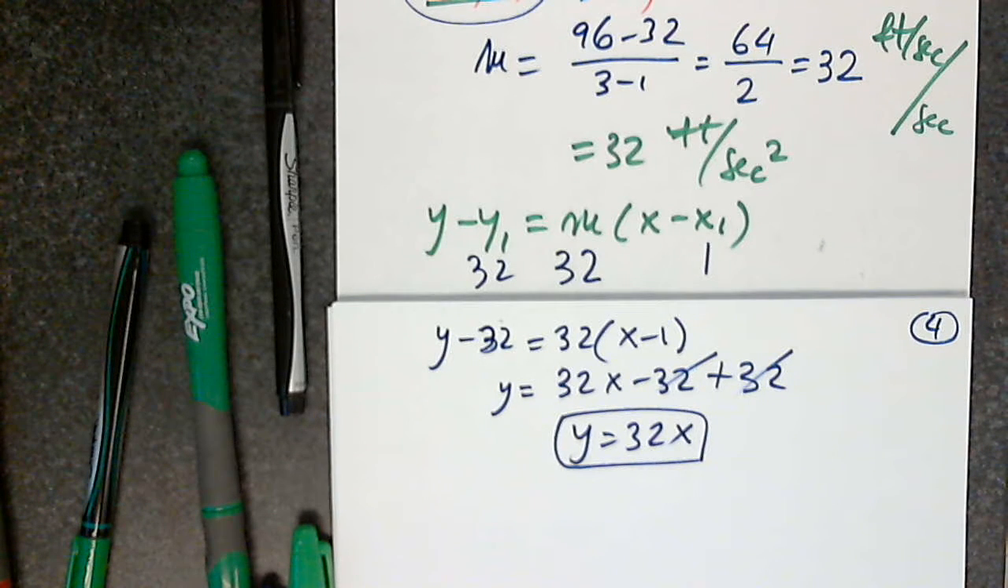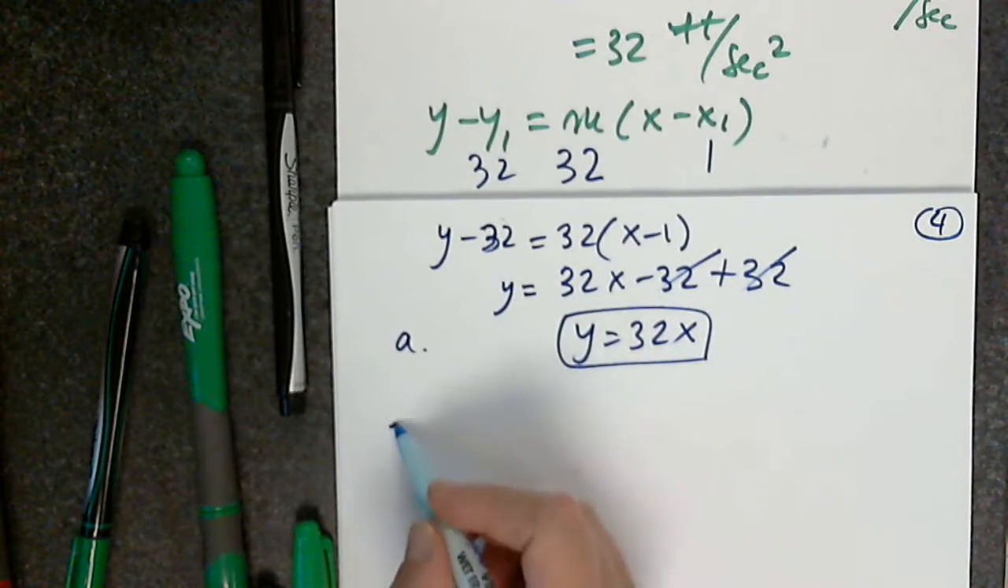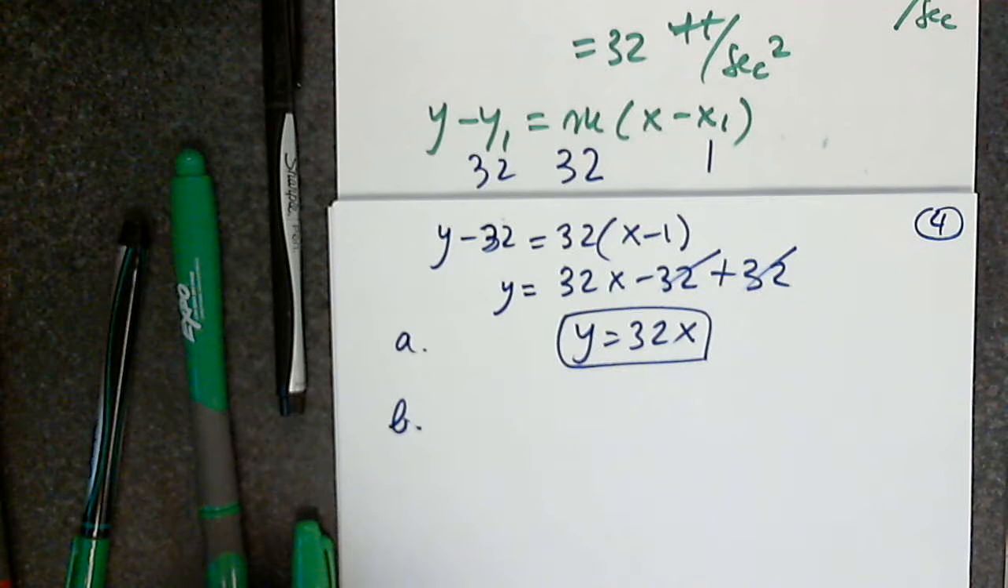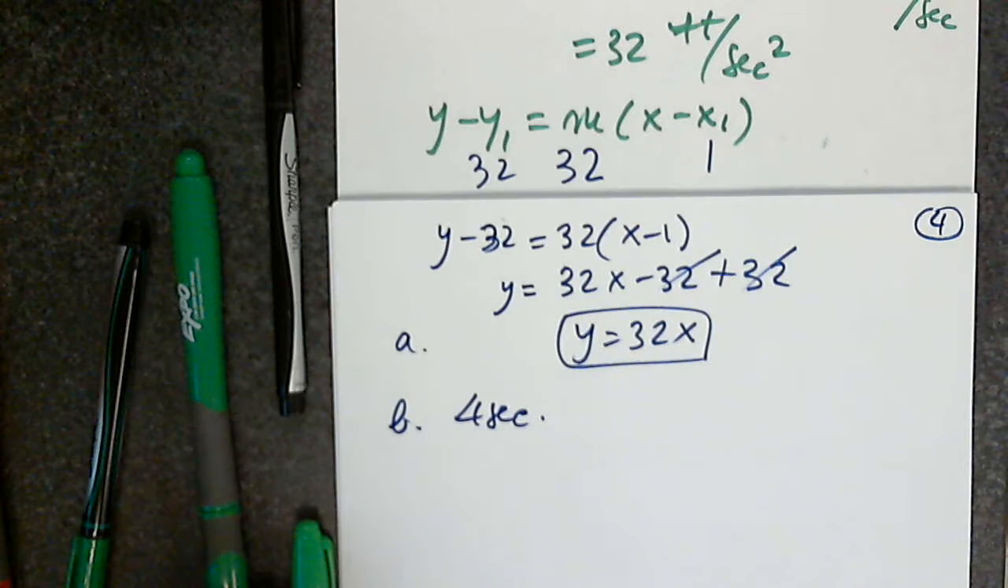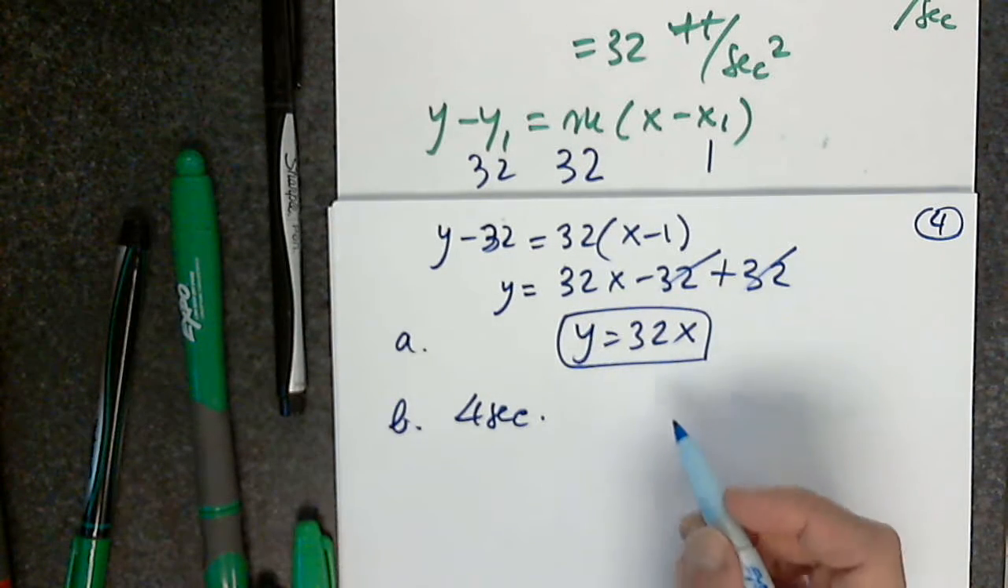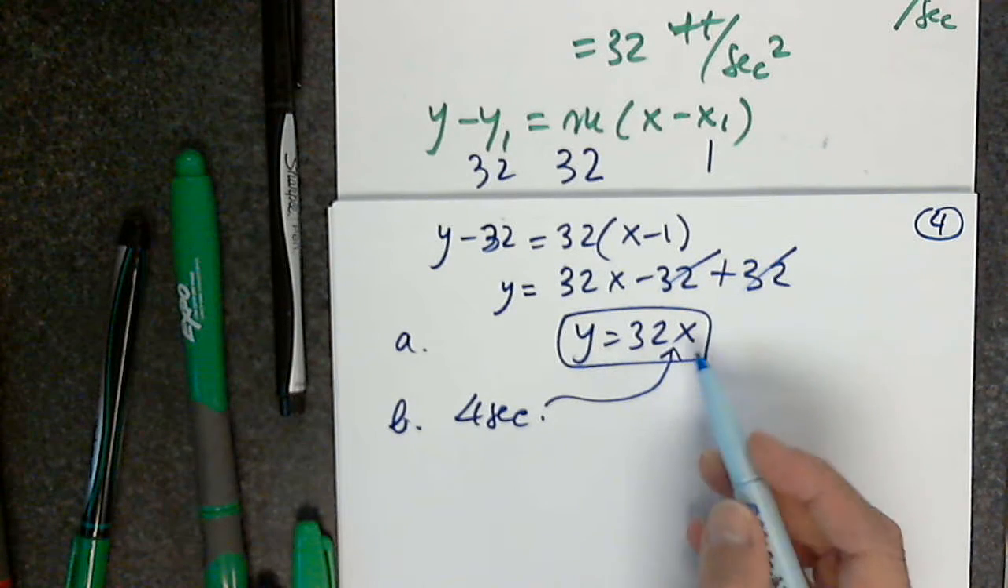Okay. Part B. Use this equation to determine the rate of travel of the rock 4 seconds after it was dropped. So in part B, this was part A. In part B, we want to determine the rate 4 seconds after it was dropped. What do I have to do? Plug it in. Very good.